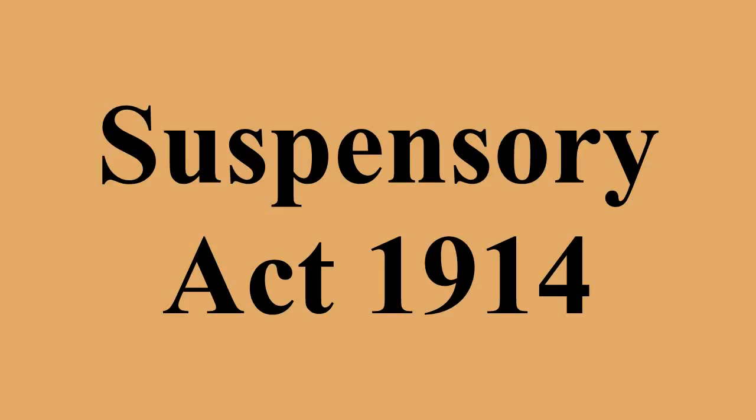The Suspensory Act 1914 was an act of the Parliament of the United Kingdom which suspended the coming into force of two other acts, the Welsh Church Act 1914 and the Government of Ireland Act 1914. The Suspensory Act received the royal assent on the same day as the two acts it suspended, on the 18th of September 1914.